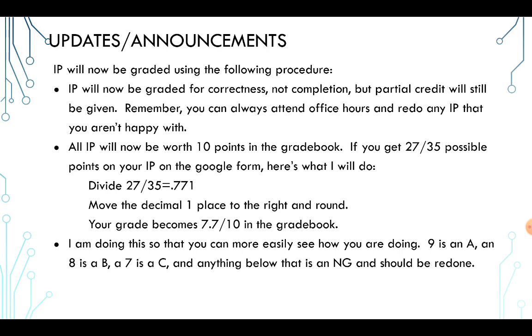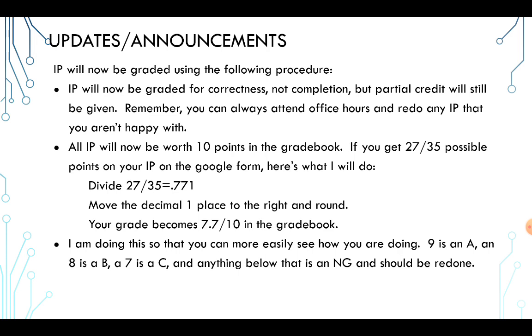So I wanted to let you know that I'm not going to be grading for completion anymore. I am going to be grading your homework, the IP, for accuracy. Okay? Because of this, I will no longer give you a bell work or a skill check. You'll just have time to focus on watching the video and completing your IP. Okay, so here's the new procedure that the IP will be graded on. Like I said, I will grade for correctness, not completion, but partial credit will still be given. So you can always attend office hours and redo any IP that you aren't happy with, okay?